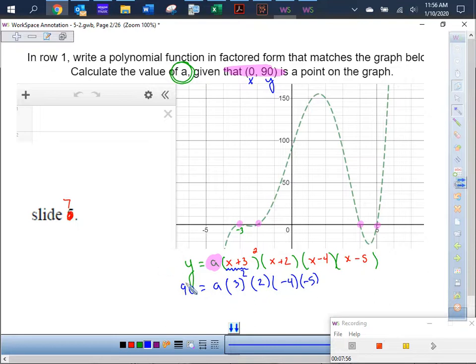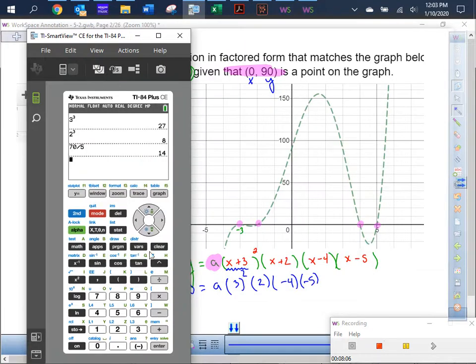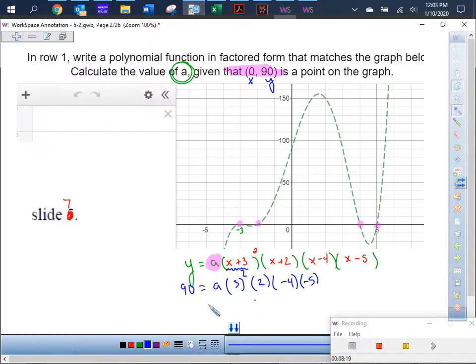Then all we have to do is solve for A, so we can punch all this stuff into our calculator. Let me get out of this. I'll clear all that out. We'll get 3 squared, I'm just going to go ahead and call it 9 right away, times 2 times minus 4 times minus 5, and we get 360. So we'll just clean that up a little bit. 90 equals 360 times A.